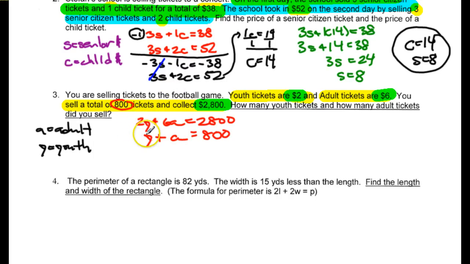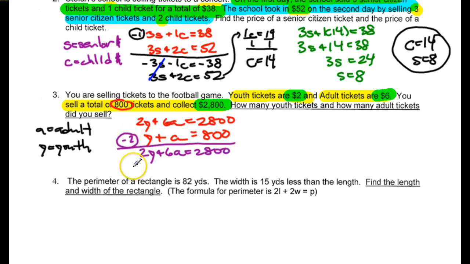So this is a 2y. Right now, this is a 1y. So what would I multiply 1 by to make it the opposite of 2, or negative 2? So I'd multiply by a negative 2, because negative 2 times 1 would be negative 2. So I'm going to do the whole equation on the bottom. So that means the top equation does not change. So it's still 2y plus 6a is 2,800.